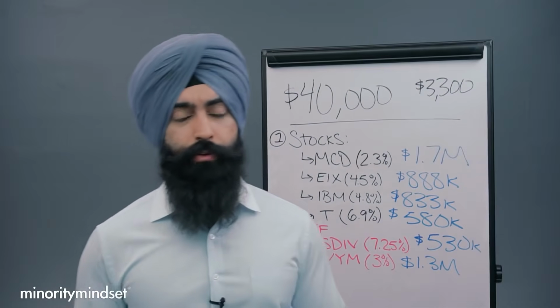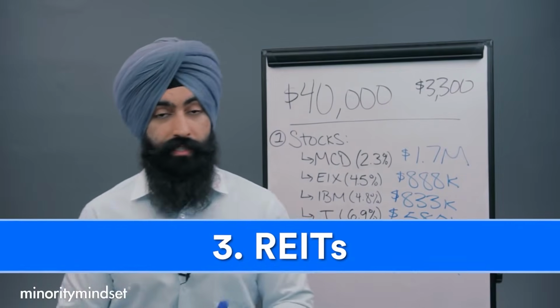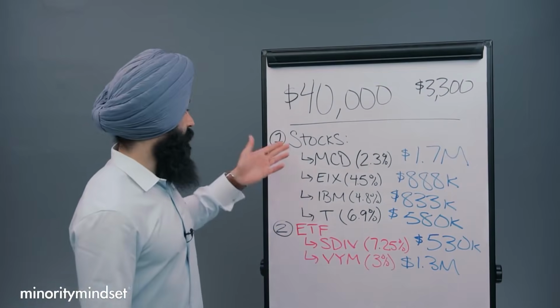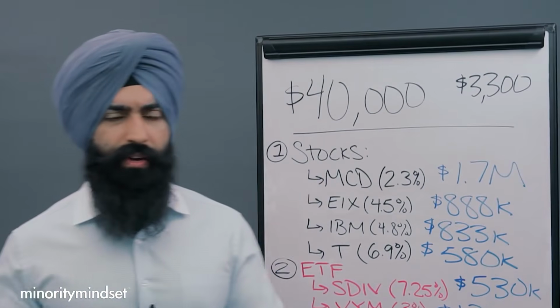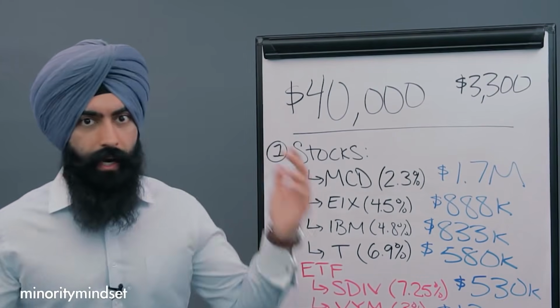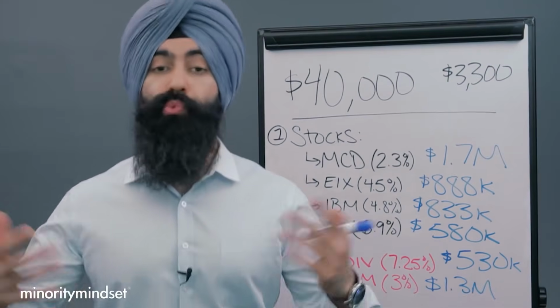A third very common way to invest your money for this passive cash flow from dividends is by investing in REITs. A REIT is a real estate investment trust, and technically a REIT is a stock, but people look at stocks and REITs a little bit differently, just because stocks give you exposure to companies like McDonald's and AT&T and IBM. REITs give you exposure to real estate.